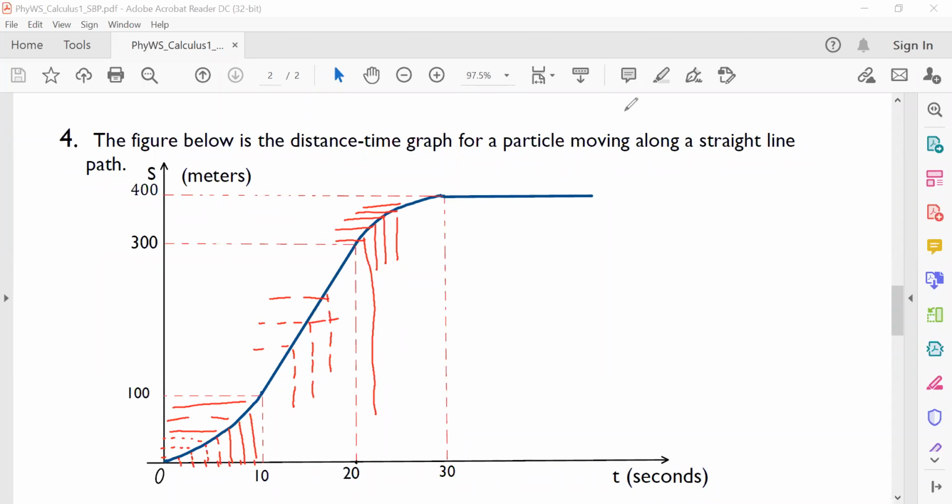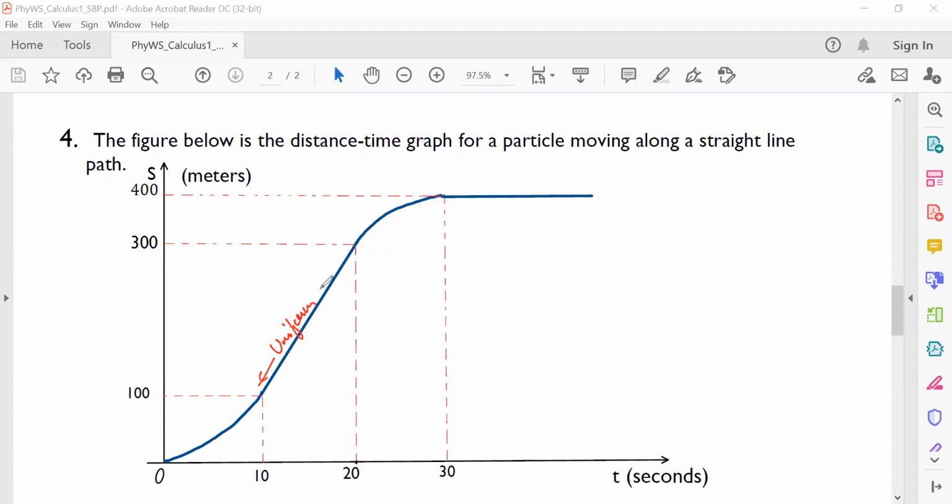So that's why you can understand that this part of the motion is uniform, from here to here. This part of the motion is decelerated, and this part of the motion is accelerated. Okay, so hope this is clear.